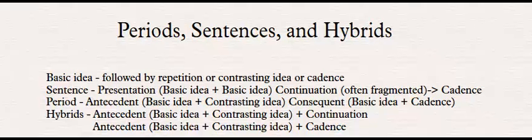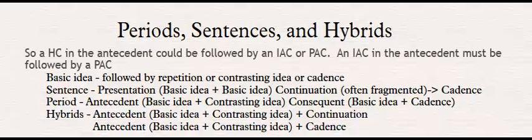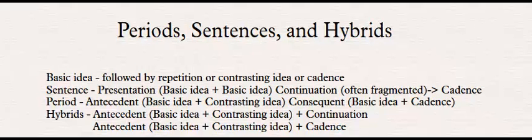A period is an antecedent plus a consequent. Antecedents and consequents have really interesting relationships. Basically, the idea is that it's like a question and an answer. So the antecedent asks the question, and the consequent answers it. Because of this, the antecedent usually has a weaker cadence than the consequent. So this antecedent is made up of this basic idea that we've been talking about, and then something else, a contrasting idea. And then the consequent is a basic idea plus a cadence.